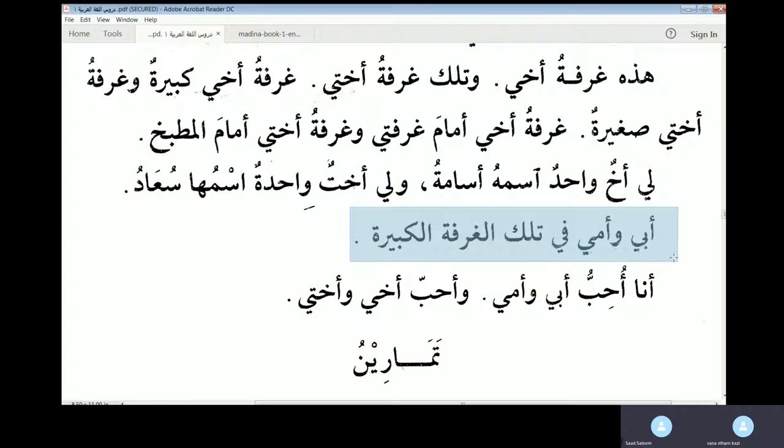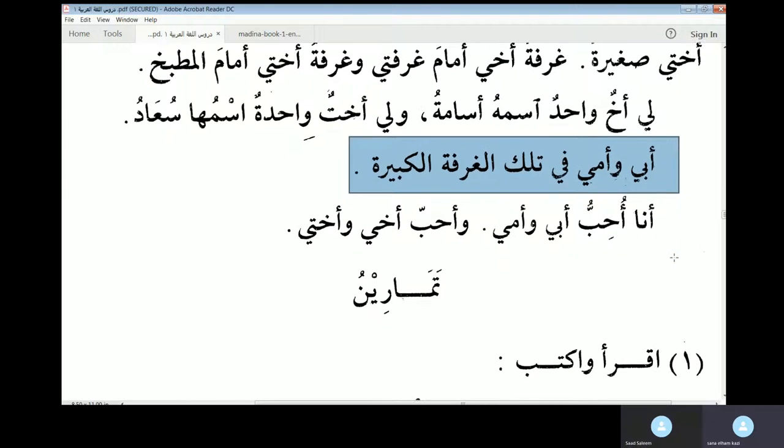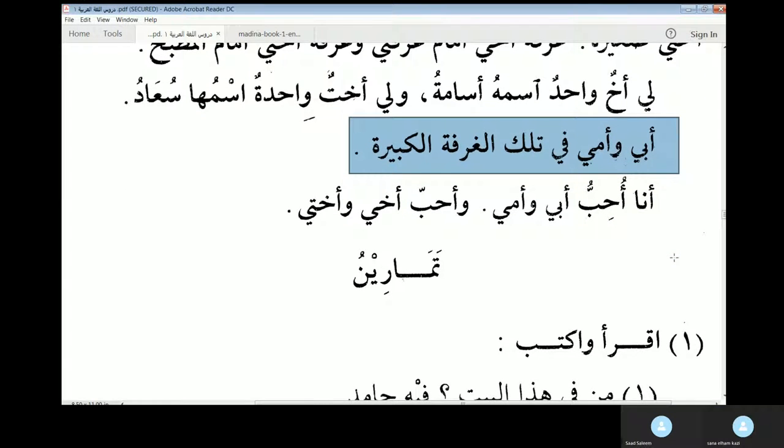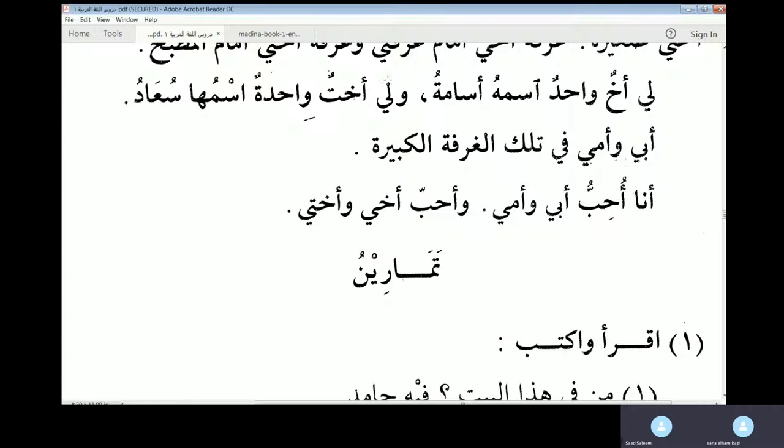Abi wa ummi fi tilka al-ghurfati al-kabirati. My father and my mother are in that big room. Is it Usmuhu or Ismuhu? Ismuhu. Alif with kasra, Ismuhu Usamatu. Okay, so it is Ismuhu.